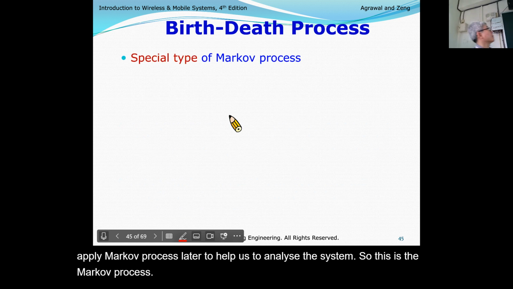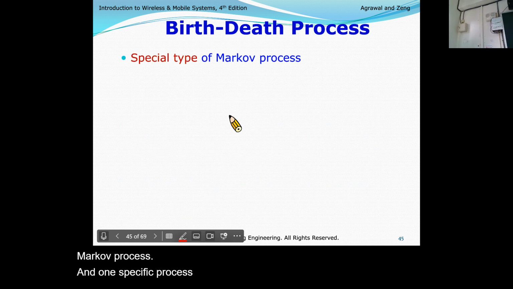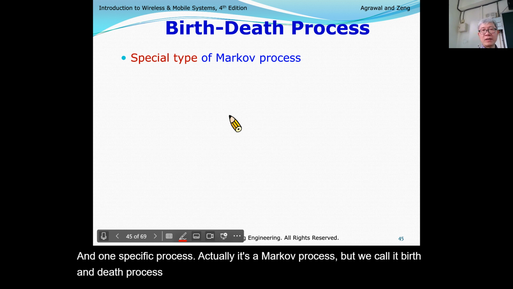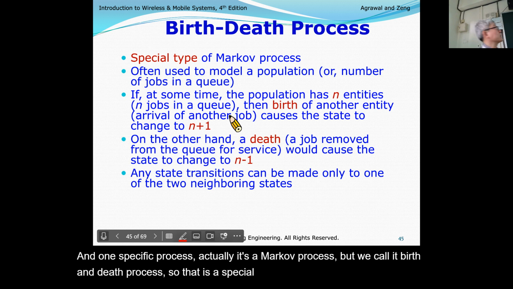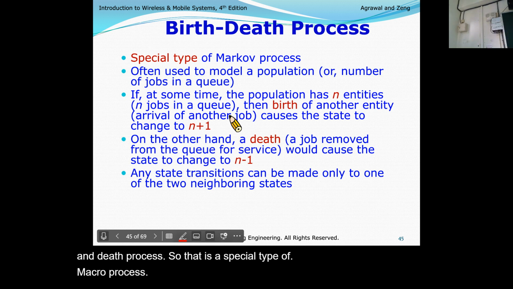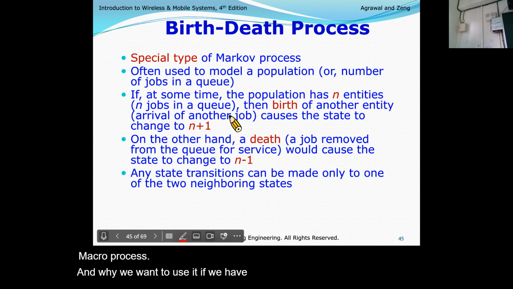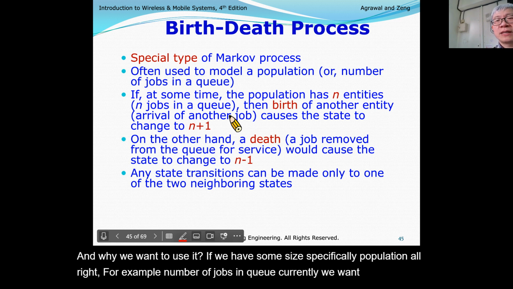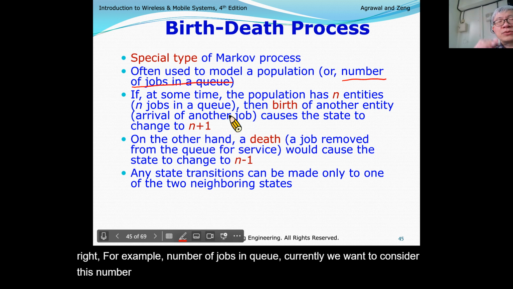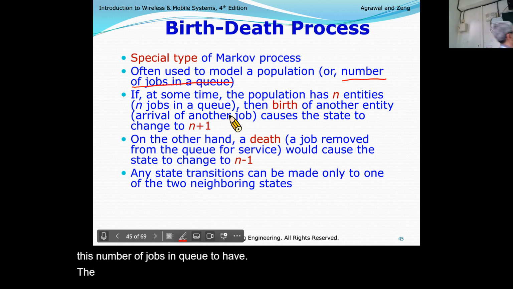And one specific process, actually it's a Markov process, but we call it the birth and death process. So it's a special type of Markov process. And why do we want to use it? If we have some size, specifically a population. All right, for example, the number of jobs in queue. Currently, we want to consider the number of jobs in queue to have the analysis.